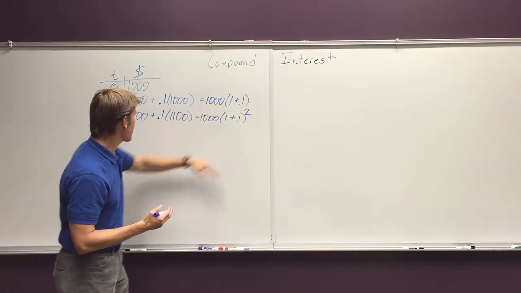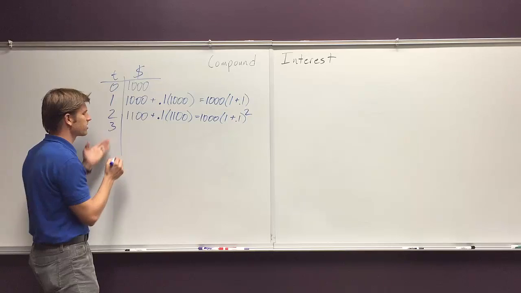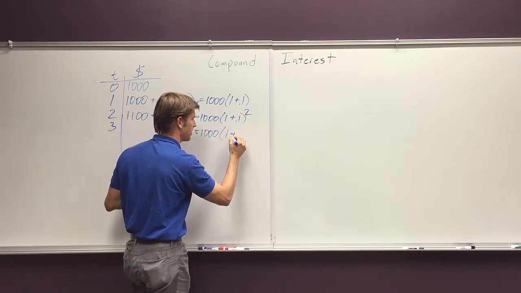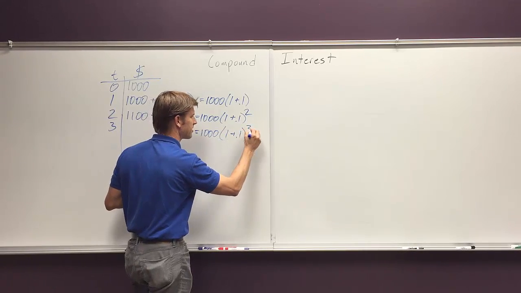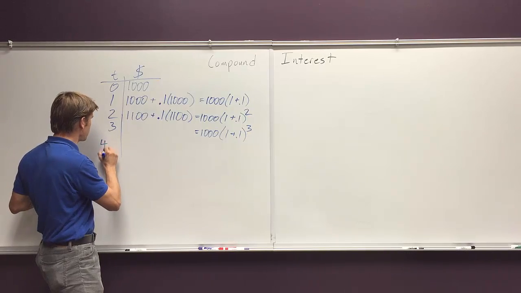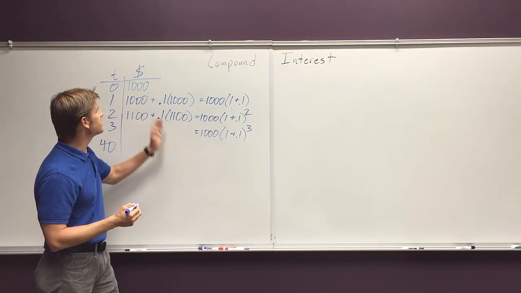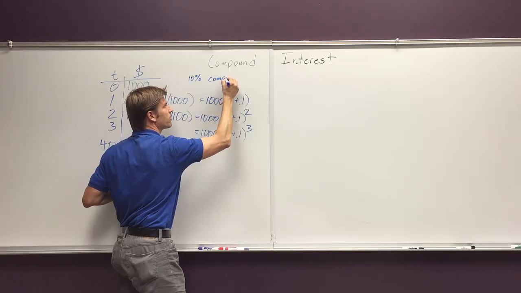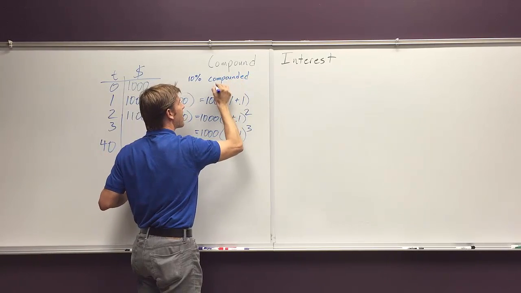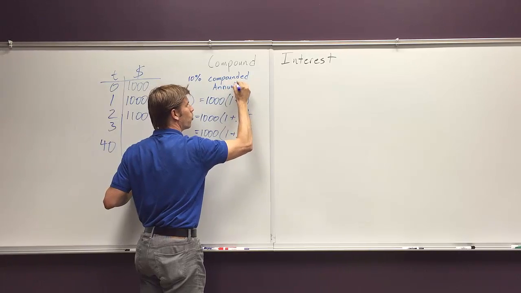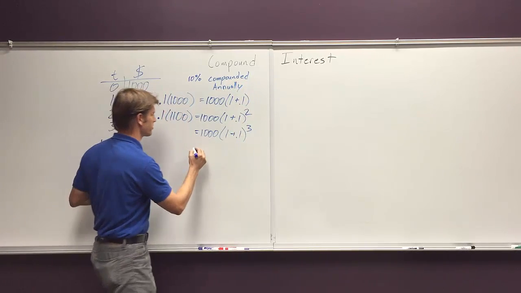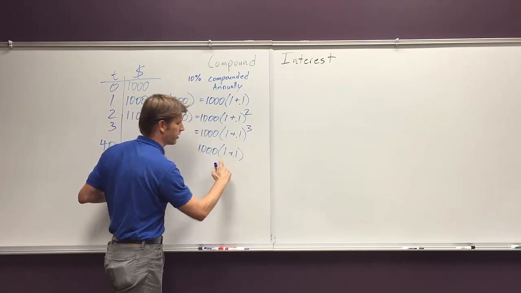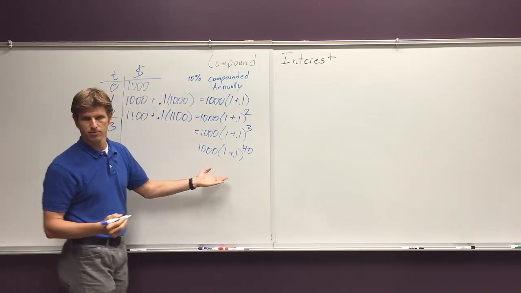The nice thing about this pattern is it's really easy to keep going. So what's 3? I don't have to write something different. I just change the number of times I'm multiplying the entire thing times 1 plus the interest rate. If you want to ask, hey, what would you have if you had 10% interest? This is 10% interest. We would say compounded annually, compounded once a year. After 40 years, that would be equal to 1,000 times 1 plus 0.1, or 1.1, to the 40th power.